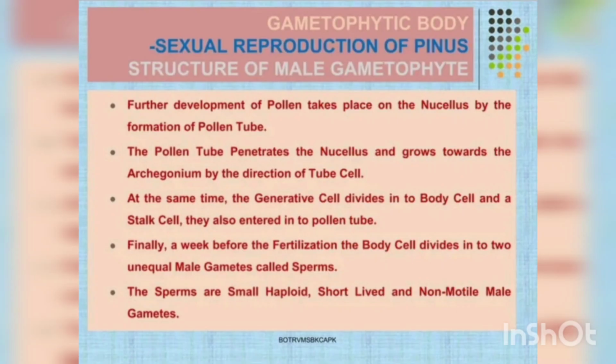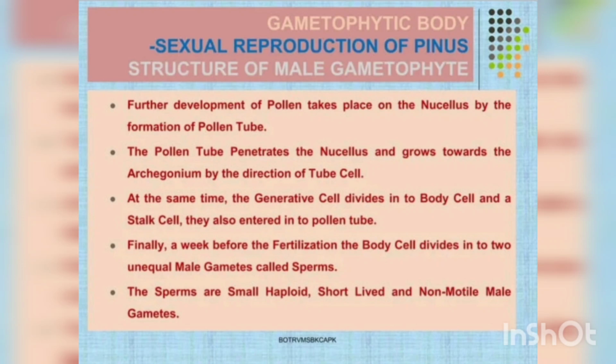At what cell stage are the pollen grains released? At the 3-cell stage. Further development of the pollen, after it is released, takes place inside the nucellus by the formation of the pollen tube. The pollen tube penetrates into the nucellus tissue. It grows towards the archegonium under the direction of the tube cell.